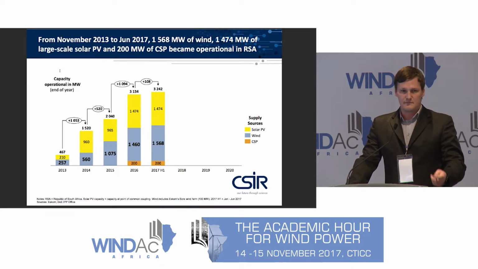Combined with that, the two other major technologies as part of the RERPP program. The yellow is solar PV at a similar level, just about 1.5 gigawatts. And the first few CSP plants, around 200 megawatts, is now operational. Others are still under construction.